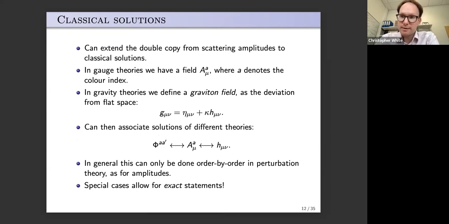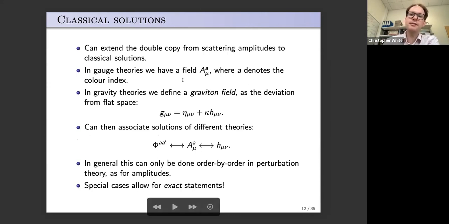We do now know that we can extend the double copy from scattering amplitudes to classical solutions. That's something we've known for a few years. To see what this looks like, in gauge theories, the field basically has a space-time index and a color index, or an adjoint index. And in gravity theories, we usually define the graviton field as the deviation from flat space. Sometimes we may choose a different background, which I'll talk about later, but for now, the graviton is about Minkowski. So what I'm saying by a classical double copy is, can we take a biadjoint scalar field, a gauge field, and a gravity field, and somehow match them up between different theories in such a way that it is the same as the double copy for amplitudes where they overlap?